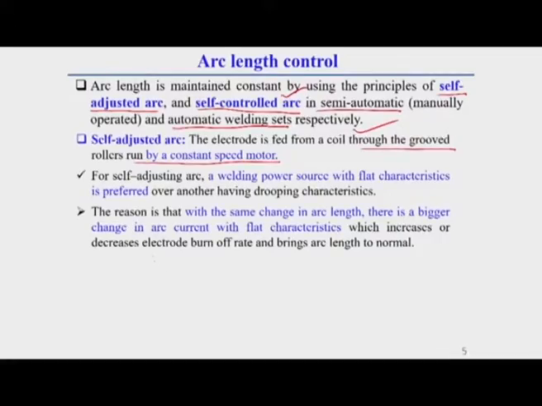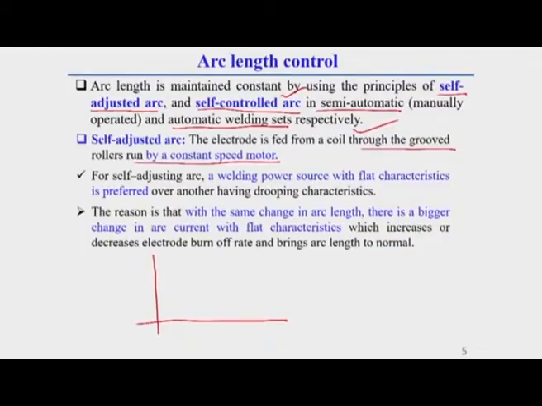Now, what happens if there is any unbalance or disturbance in this welding process, and due to this disturbance there is a change of arc length? Then a principle comes into play which increases or decreases the melting rate, and it returns the arc length to its original value. This principle is called self adjusted arc. Once I discuss this graphically, it will be more clear to you.